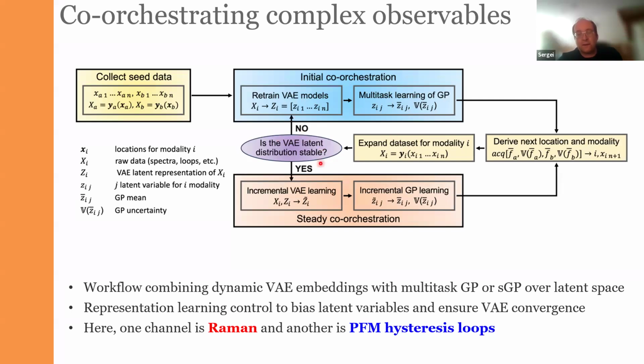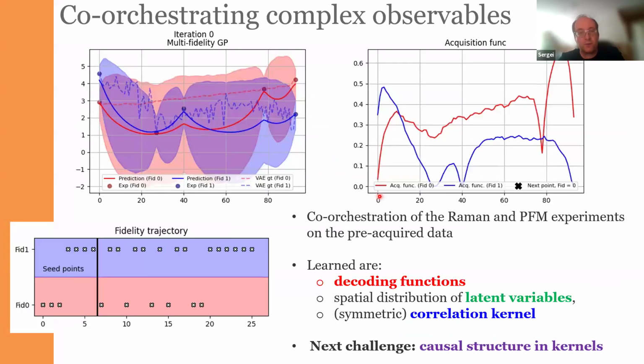Obviously, here the criterion is whether the latent distribution of the VAE is stable, because we assume that if we get new data and the meaning of the latent variable completely changes by adding new data, it's not going to work very well. But the natural criterion here is that at some point, if we get enough data, latent variables stop changing. And it turns out that this approach is actually working. So this is the example acquired on dummy data sets, meaning that they were pre-acquired on the grid.